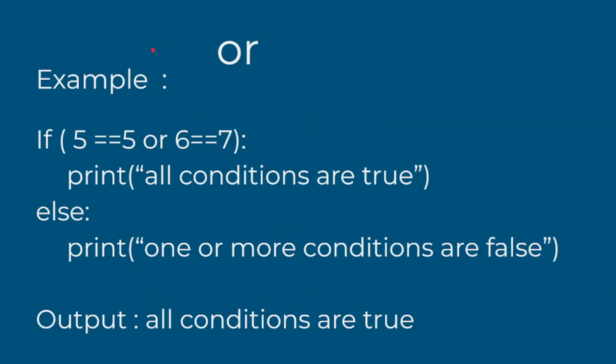Example, here you can see if 5 equal to 5 or 6 equal to 7. Here 5 equal to 5 will be true and 6 equal to 7 will be false. Since one of the operands is true, that is 5 equal to 5 is true, even though 6 equal to 7 is false, it will execute the if part, because or will evaluate to true if any of the conditions becomes true. So it will print the statement all conditions are true.